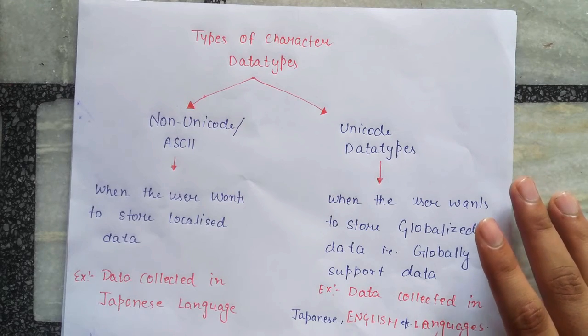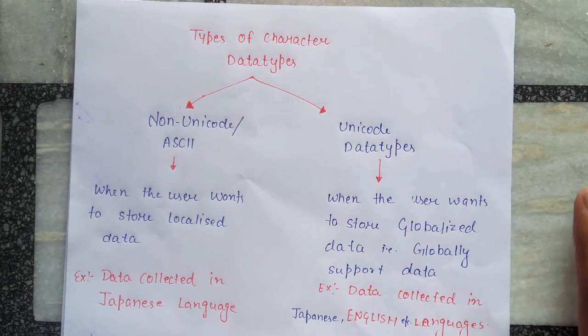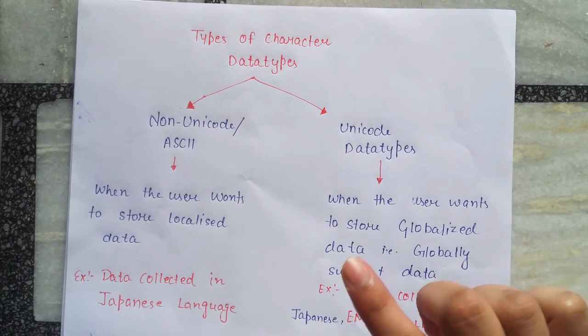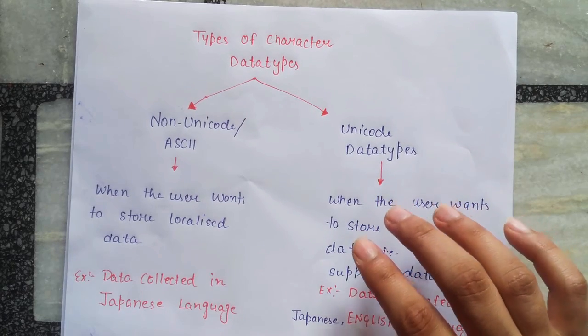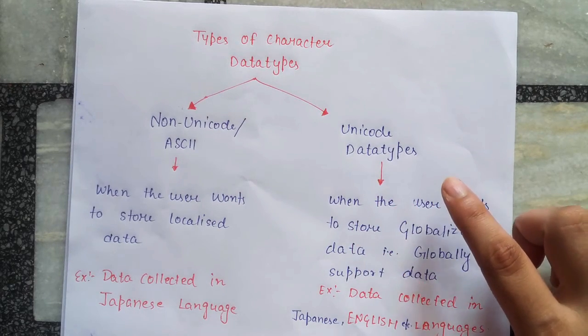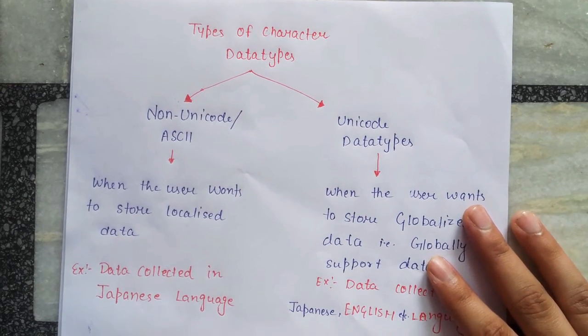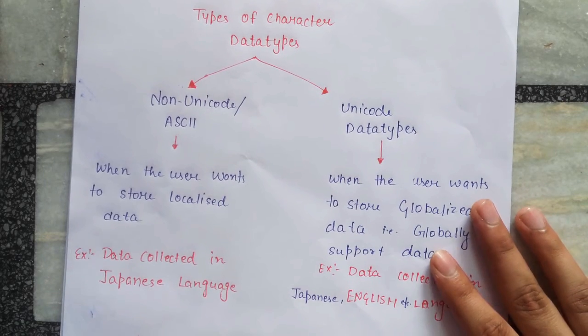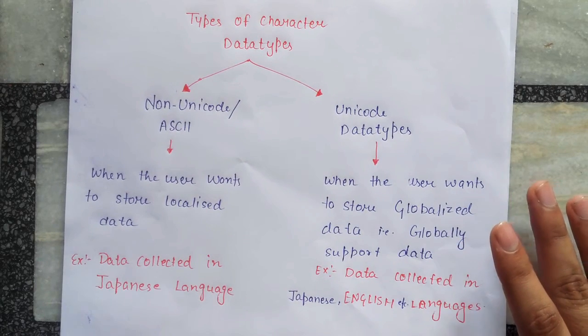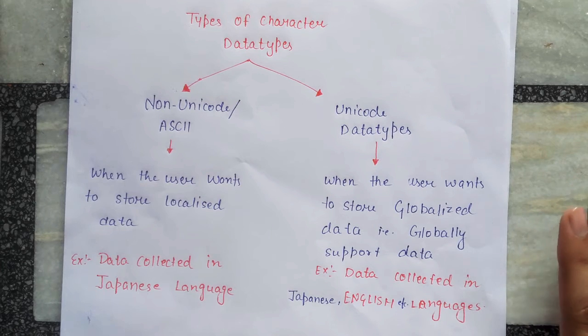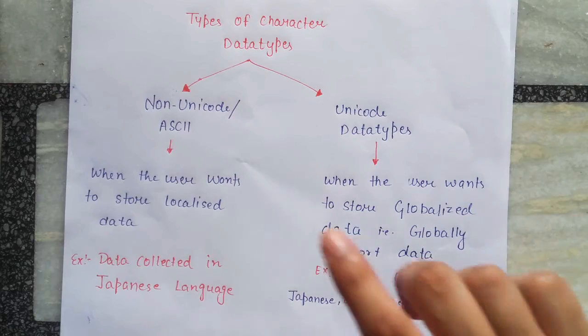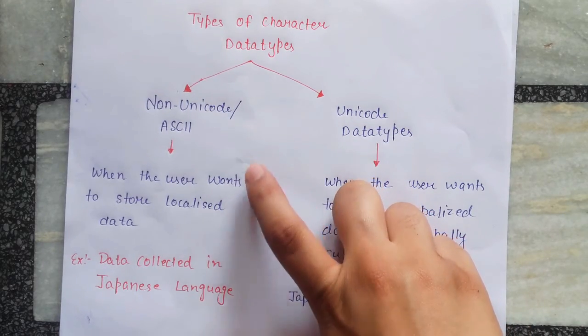Types of character data types. Our character data types are further divided into two parts. The very first is non-Unicode, or you can say ASCII data types, and the second is Unicode character data types. Firstly, we'll discuss non-Unicode or ASCII data types. What are they? They are used when the user wants to store localized data, for example data that consists of only one language, whether English, Japanese, or anything else. Data that consists of only one language is known as localized data, and non-Unicode characters support this kind of data.